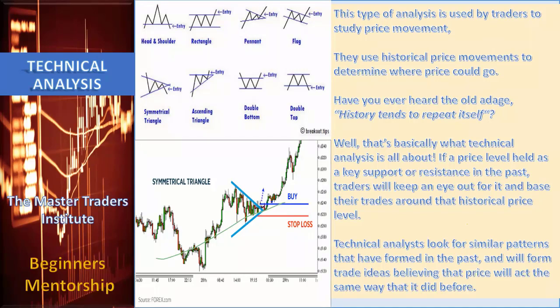Have you ever heard of the old adage, history tends to repeat itself? As a matter of fact, in the Forex market, it always happens. Most times you find out that history repeats itself in the Forex market. So this is basically what technical analysis is all about. If a price level held as key support or resistance in the past, traders will keep an eye out for it and base their trade around that historical price level. Technical analysts look for similar patterns that have formed in the past, and form trade ideas believing that price will act the same way it did before.